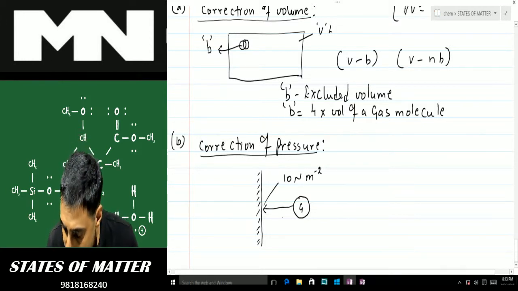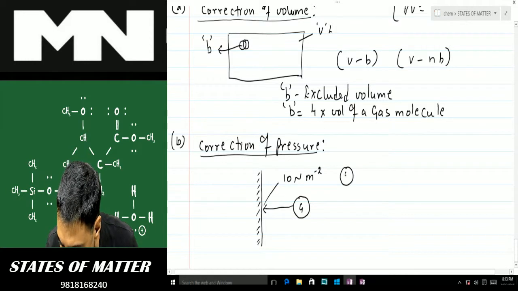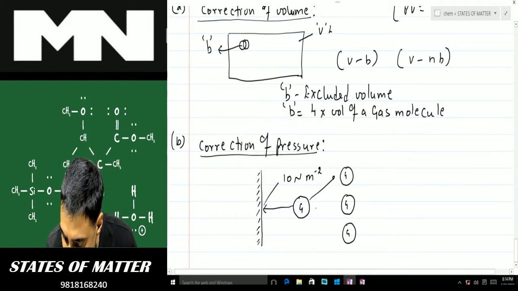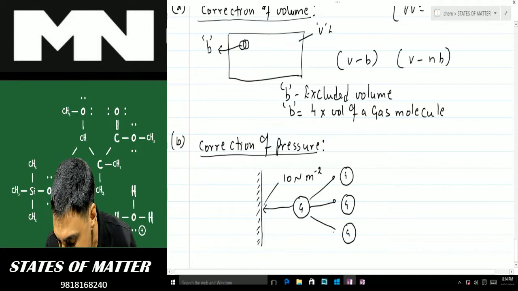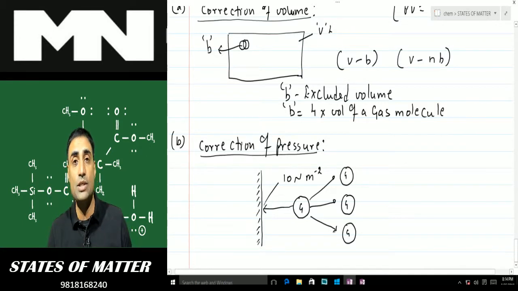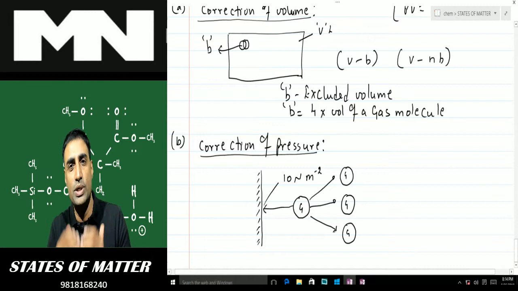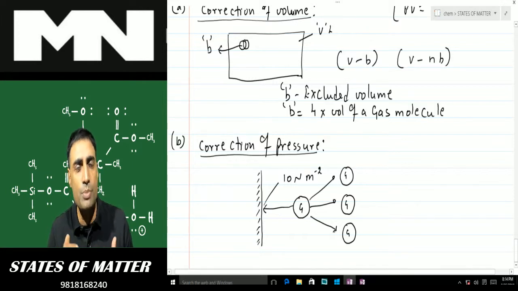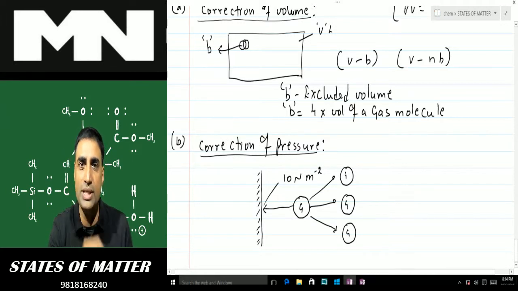Now suppose I have got some gas molecules here. This is one of the molecules I have got. This is another molecule, and this is another molecule. And all these molecules are attracting this gas molecule toward themselves. When these gas molecules start attracting this molecule toward themselves, that means the force with which it will strike on the wall will decrease. That means if I am observing at lower volume that the pressure exerted by the gas molecule is 10 Newton per meter square, then actually the pressure is more than that.